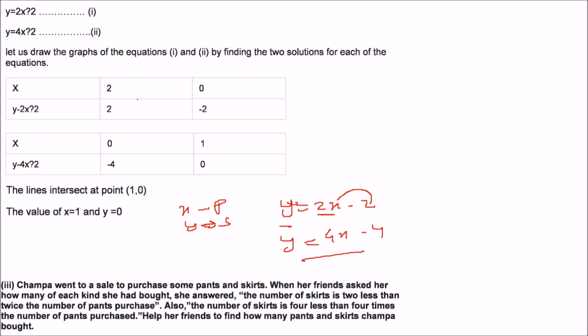So if we put x equal to 2, 4 minus 2 is 2. And if you put x equal to 0, 2 into 0 will be 0, so y will be equal to minus 2. So this will be the scenario. Here also, if we put x equal to 0, you get y equal to minus 4. And if you put x equal to 1, 4 minus 4 is 0, so the point is 1, 0.